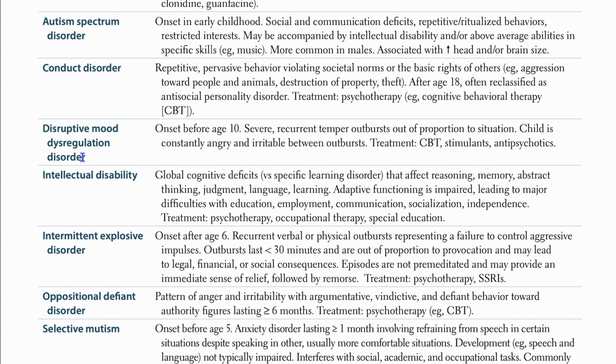Conduct disorder. Repetitive, pervasive behavior violating societal norms or the basic rights of others. For example, aggression towards people and animals, destruction of property, and theft. After age 18, it's often reclassified as antisocial personality disorder. So you only pick this if the patient is less than 18 years old. If it's more than 18, it's going to be this one. Treatment, psychotherapy, for example, cognitive behavioral therapy or CBT.